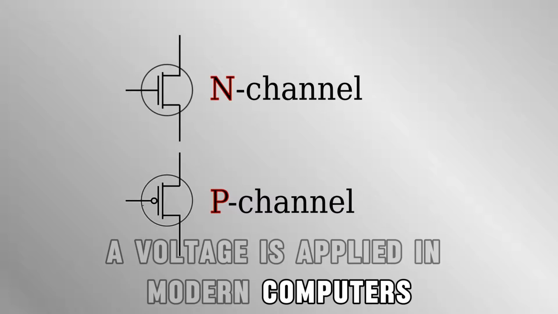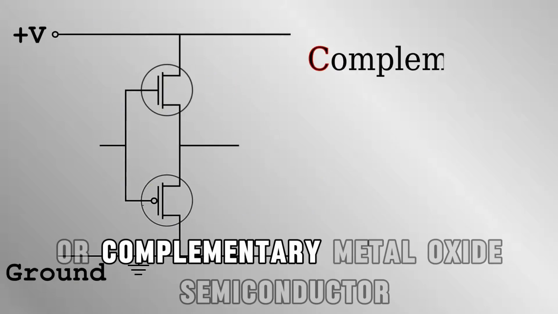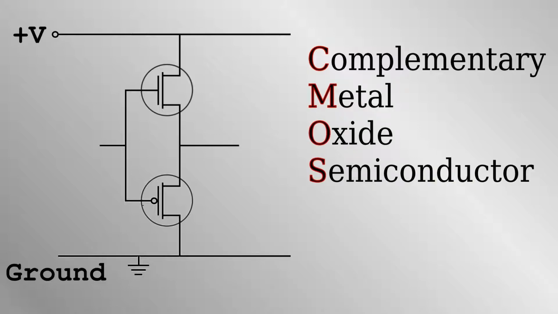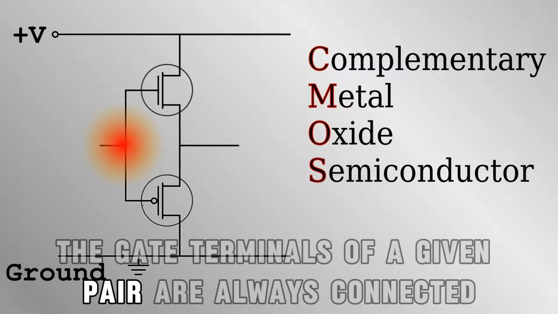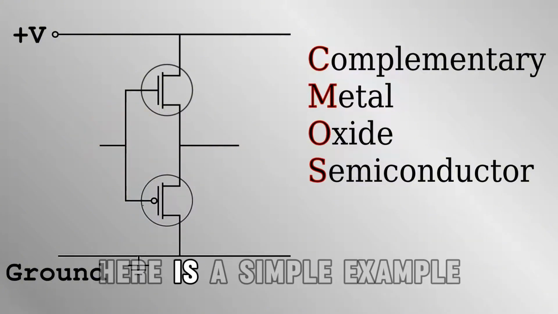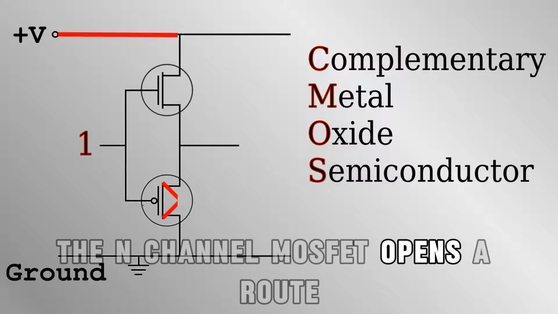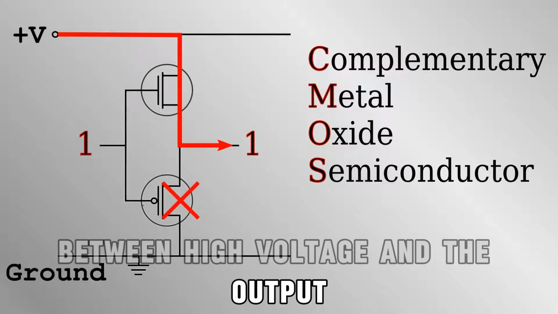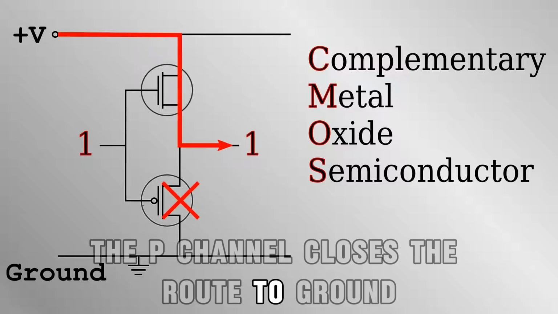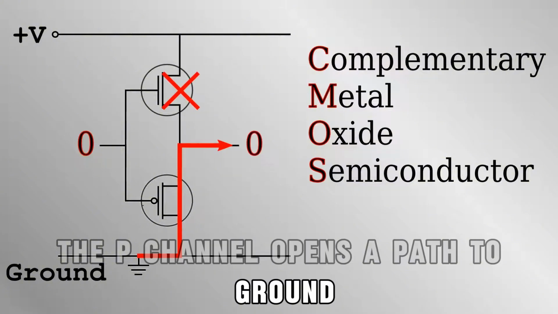In modern computers, these types of transistors are used in pairs, referred to as CMOS, or complementary metal oxide semiconductor. The gate terminals of a given pair are always connected together, so they receive the same input. Here is a simple example. If we apply a high voltage, or 1, to the input, the N-channel MOSFET opens a route between high voltage and the output. The P-channel closes the route to ground. If we apply a low voltage or 0 at the input, the P-channel opens a path to ground.